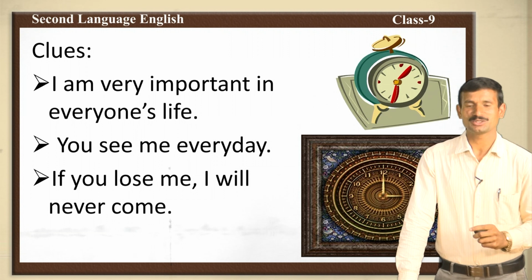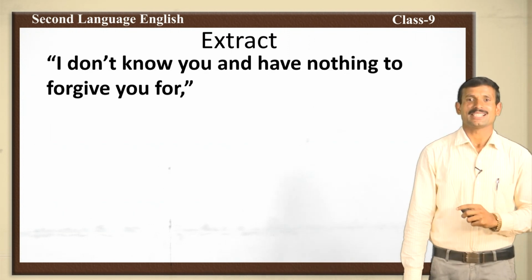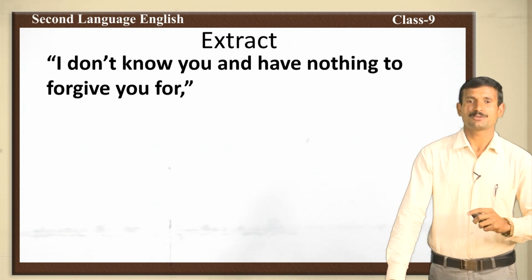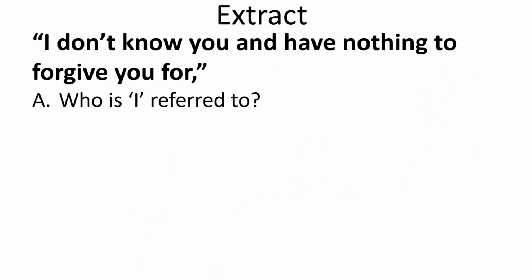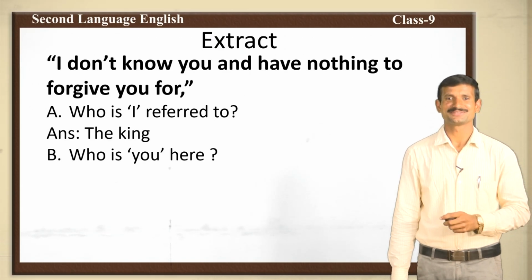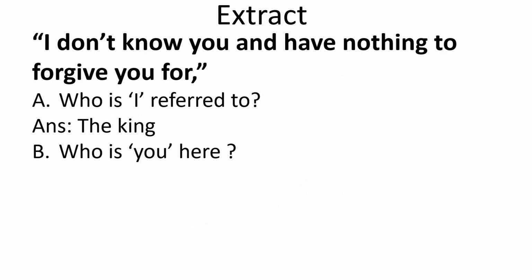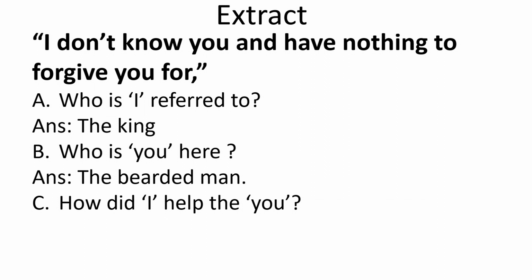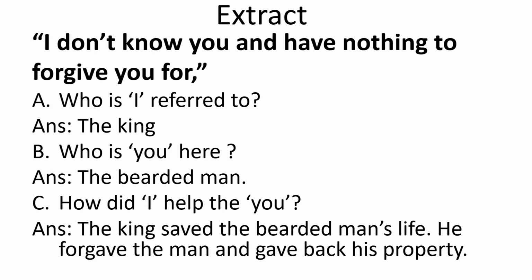Now, we will move to the questions. I don't know you and have nothing to forgive you for. The first question is, who is I referred to? Who is the I here? The king. Now, the second question, who is you here? Very good. The bearded man is the you here. Now, the third question, how did I help the you? How did the king help the hermit? The king saved the bearded man's life.